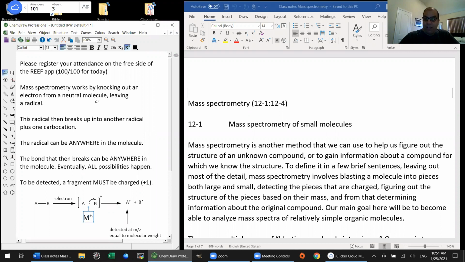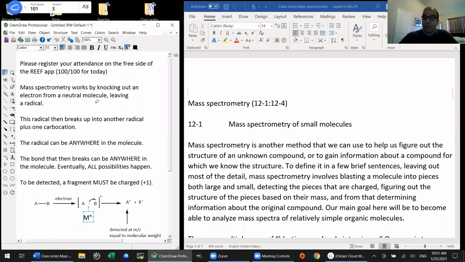You'll just look up the different masses of at least the most common isotopes of the different elements. So for carbon, you'll of course use 12. For hydrogen, you'll use 1. For oxygen, you'll use 16.